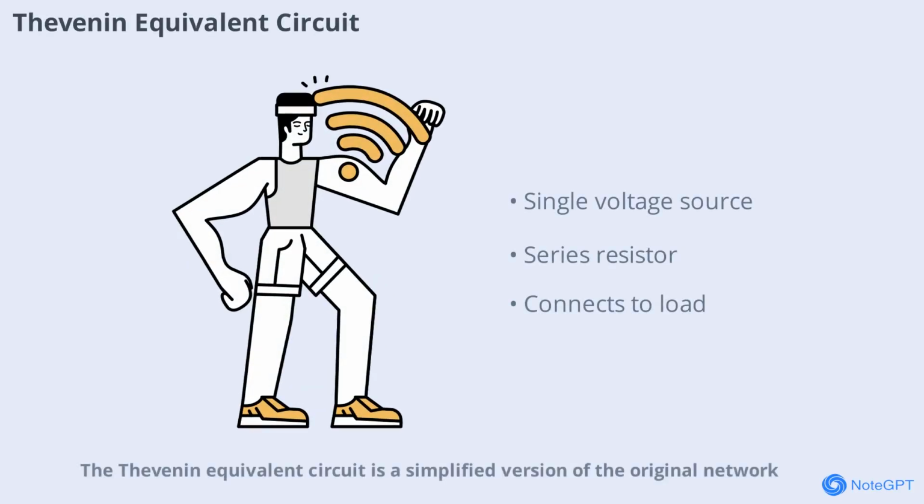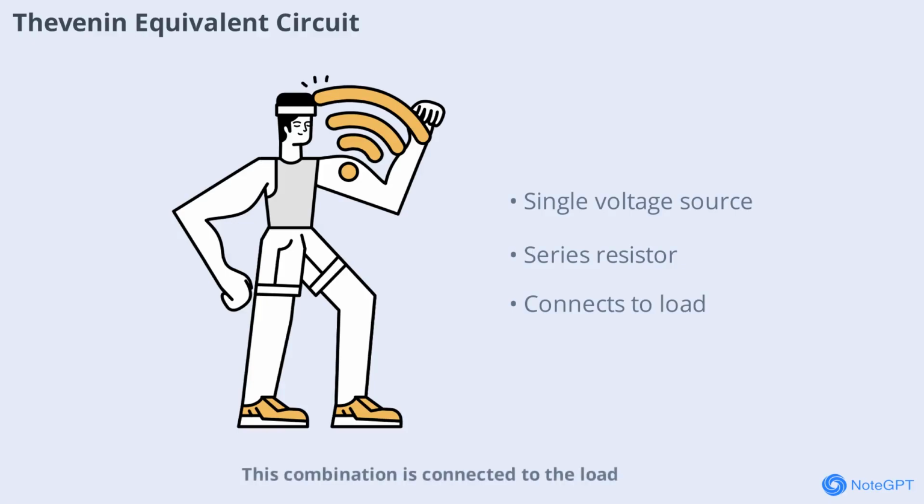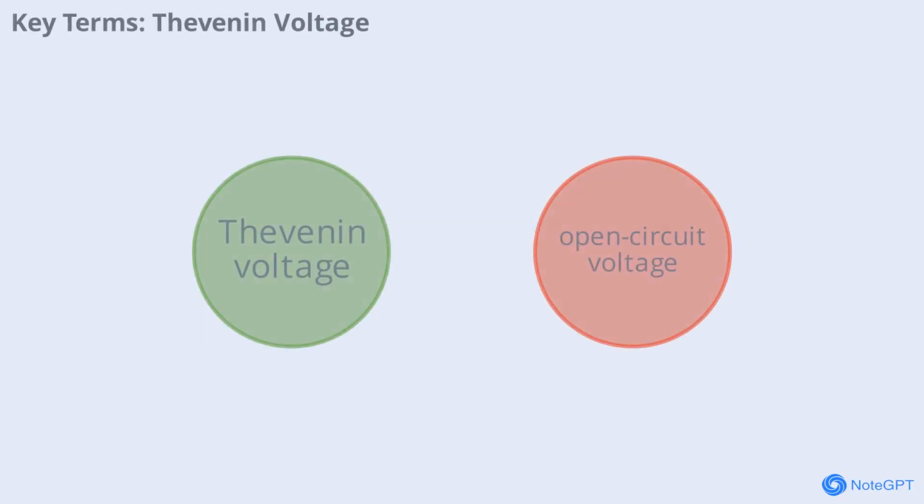The Thevenin equivalent circuit is a simplified version of the original network. It consists of a single voltage source in series with a single resistor. This combination is connected to the load. The voltage source represents the open circuit voltage at the terminals, while the resistor represents the total resistance seen by the load. By using this equivalent, you can easily analyze how the circuit will respond to different loads. This approach is widely used in both theoretical studies and practical engineering applications, making it a fundamental concept in circuit analysis.